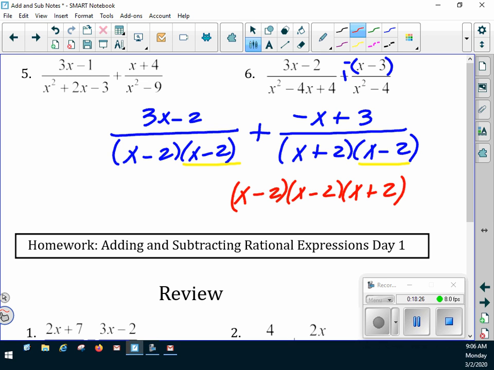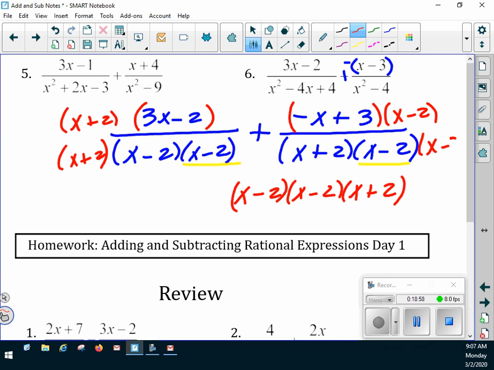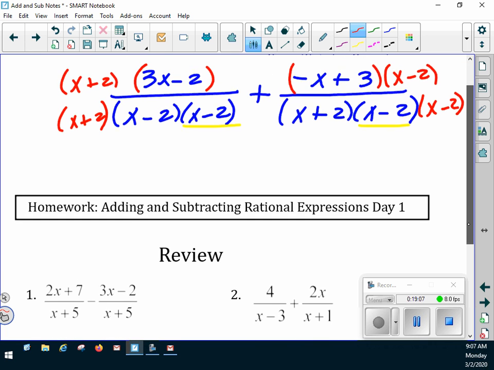Okay. This one needs x plus 2. Just a reminder, why can we multiply by x plus 2 over x plus 2? Because that's 1, isn't it? Isn't anything divided by itself equal to 1? Then I can multiply anything by 1. What does the second fraction need? X minus 2. Good.